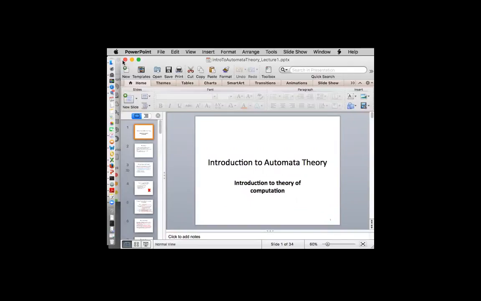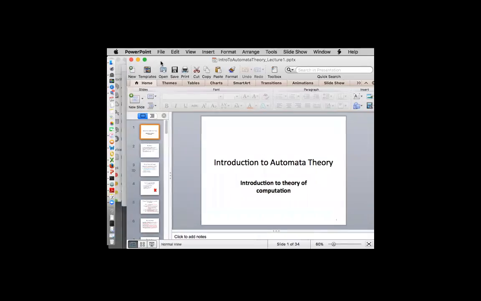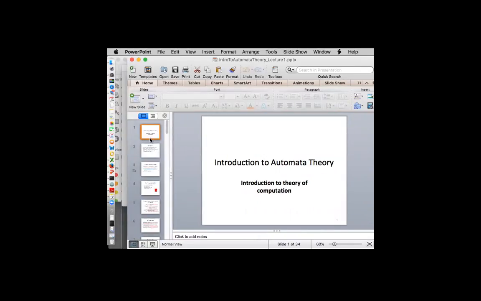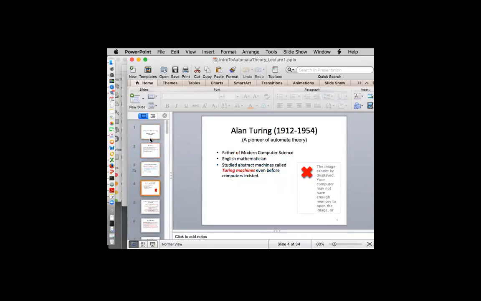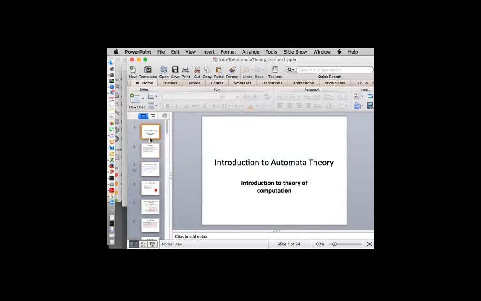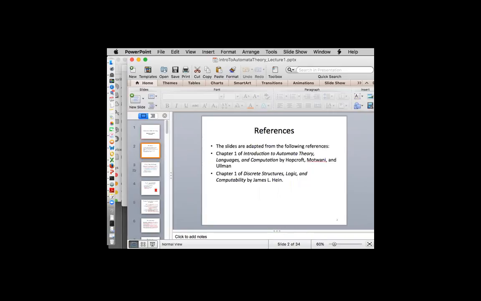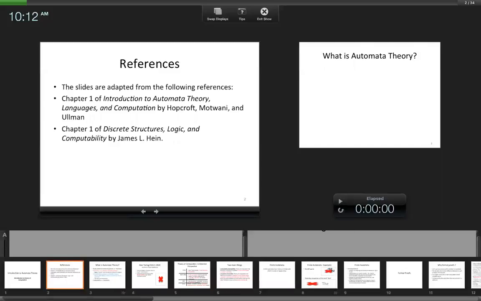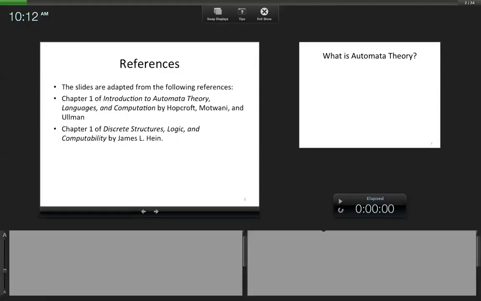I put up the PDF file on Blackboard because some of the images are missing from my PowerPoint. When I reach a slide with a missing image, I might have to go back to the PDF file. Today's slides are based on these two references: chapter 1 of the book that we're going to use. All the slides are adapted from chapter 1 from these 2 books, so you might have to go back and look at those chapters later on.